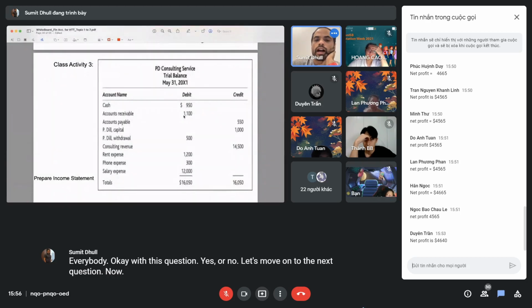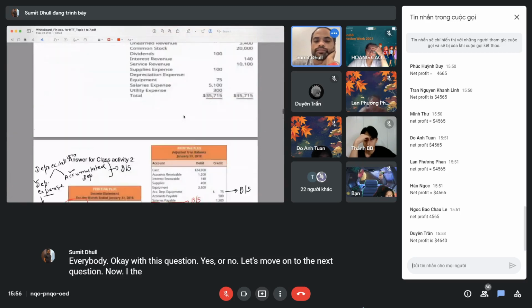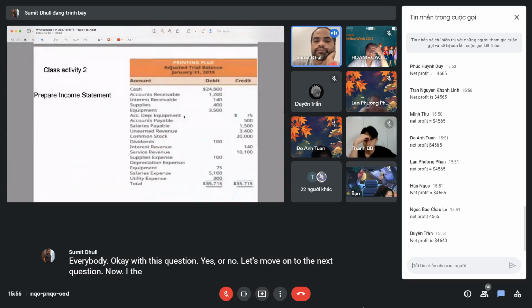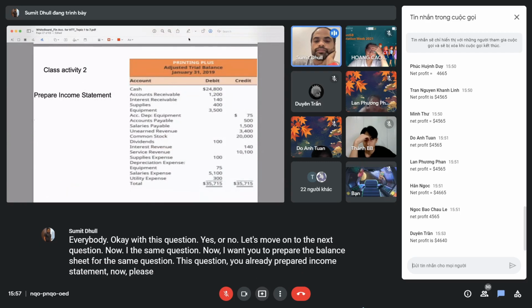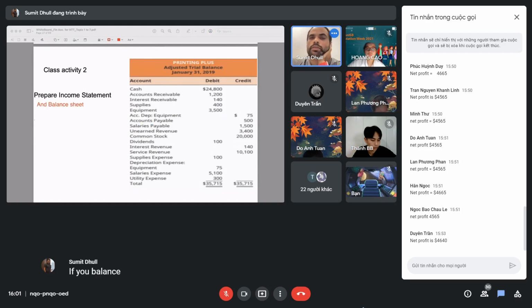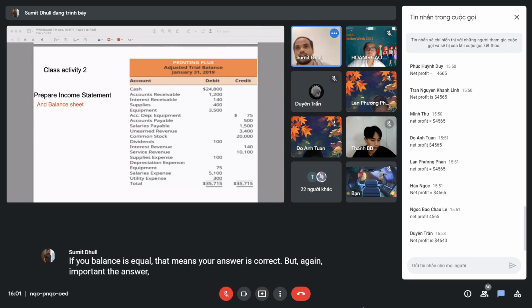Now, the same question. Now, I want you to prepare the balance sheet for the same question. This question, you already prepared the income statement. Now, please prepare the balance sheet. If your balance is equal, that means your answer is correct. But again, important, is it the same answer or a different answer? So when you finish, give me the answer.